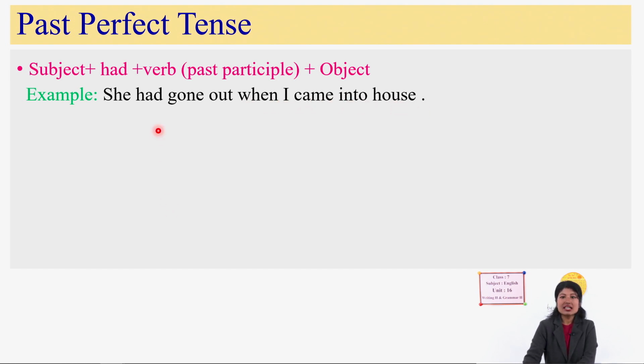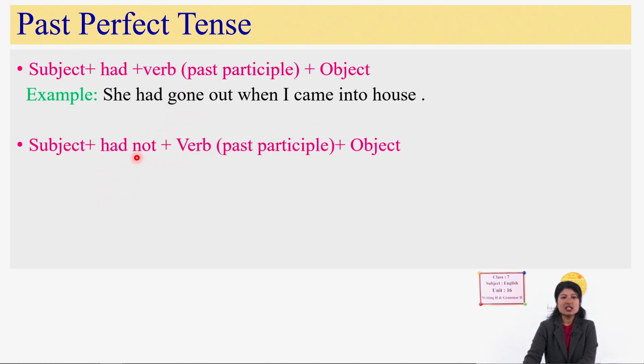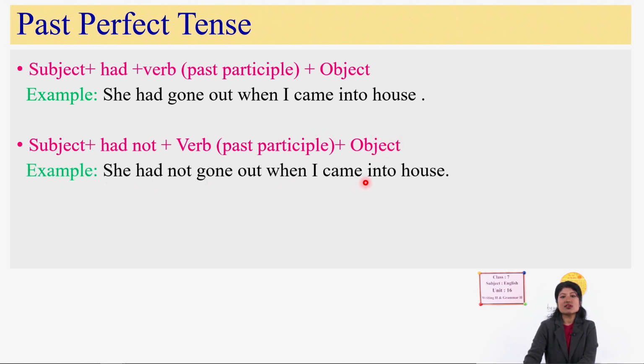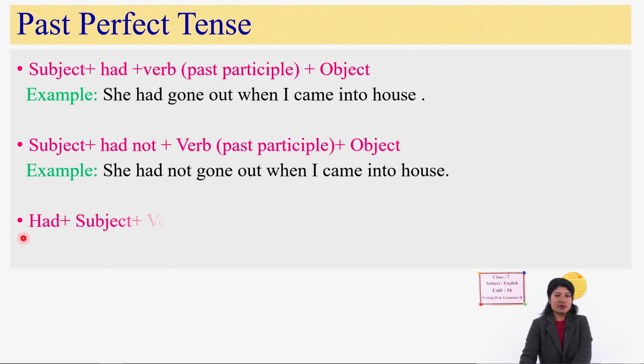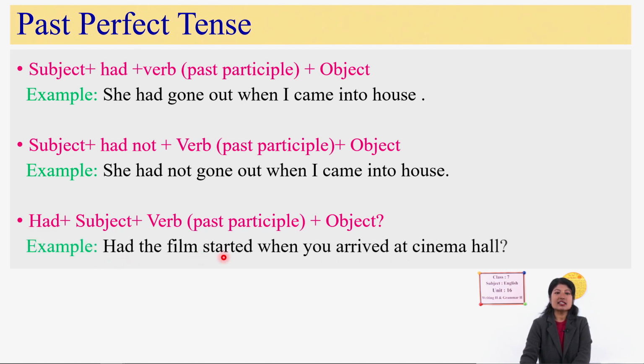We can use the negative form of this tense as well. When we use the negative form, just not is inserted: had not, and the remaining portions are the same. Example: she had not gone out when I came into the house. And we can use the question form as well. It starts with had: had, subject, verb in the past participle and then the object. A question mark is a must. Example: had the film started when you arrived at the cinema hall?